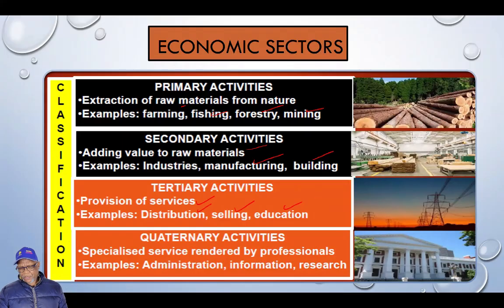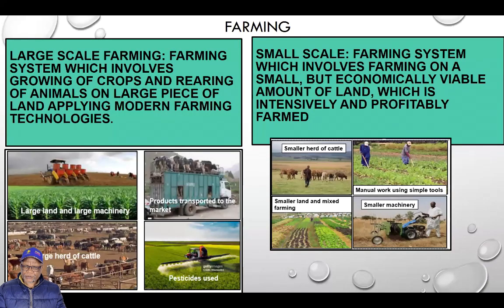And then we have quaternary. Quaternary simply refers to specialized services which are rendered by professionals, or we can call it advanced technology, like your GIS. It is also quaternary activities. And also administration and information, like I said, GIS and research. So these are the quaternary activities.